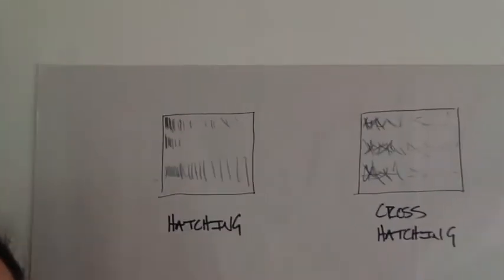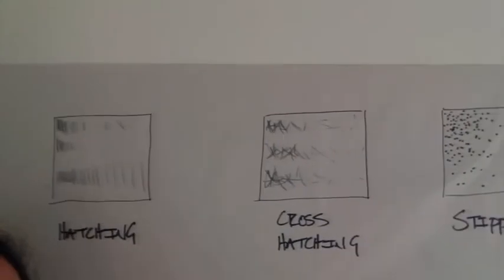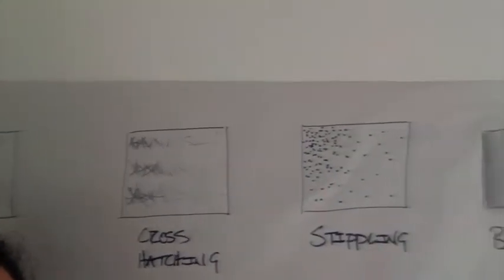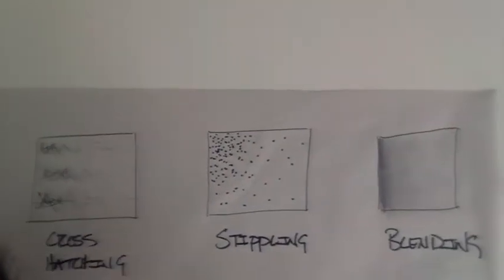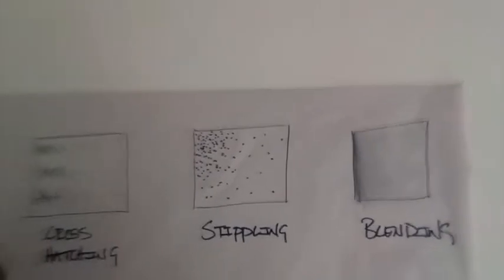So we have hatching, cross-hatching, stippling, and blending.